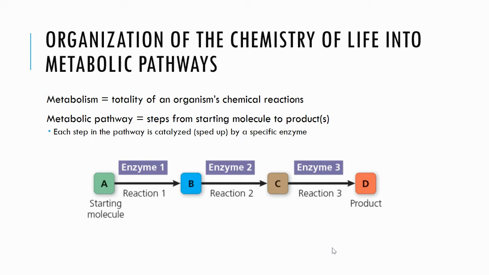Each metabolic pathway shows the steps from starting molecule to product or products. Each step in the pathway is catalyzed or sped up by a specific enzyme, which you can see here. So from A to D, we have 3 different enzymes that do 3 different reactions.